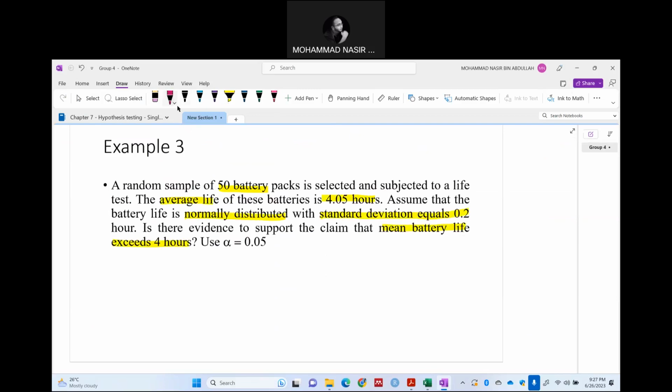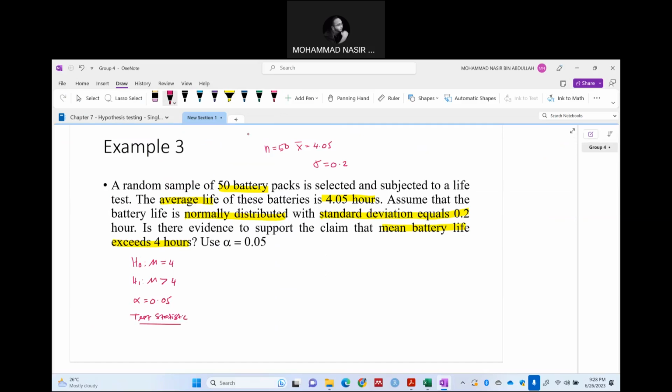Use alpha 0.05. So we know that we have n equal to 50, x bar equal to 4.05, and this is from a normal distribution, with population standard deviation sigma equal to 0.2. We want to test the claim that mean battery life exceeds 4 hours. So the null hypothesis is mu equal to 4, the alternative hypothesis is mu more than 4, and alpha equal to 0.05. Test statistic.